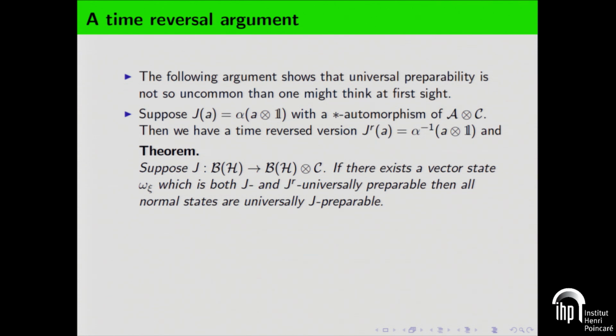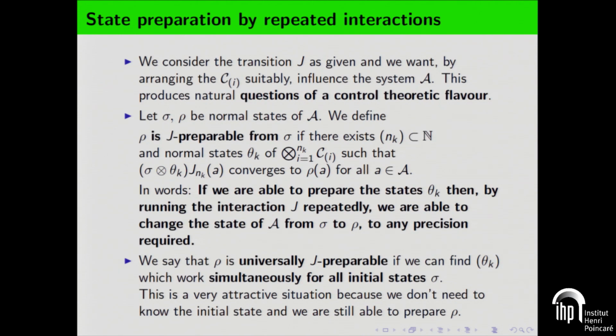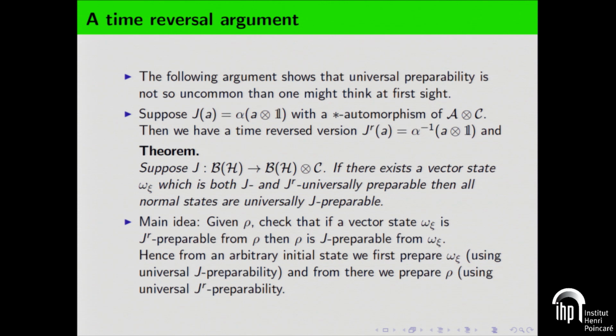And let me give you the intuition. Here's the main idea. Suppose you want to prepare the state rho. Check that if a vector state omega xi is JR preparable from rho, then conversely rho is J preparable from omega xi. You have to do something to prove that, but it's maybe plausible.